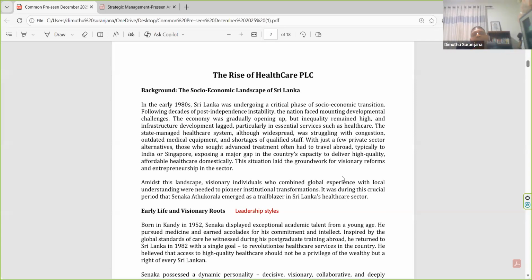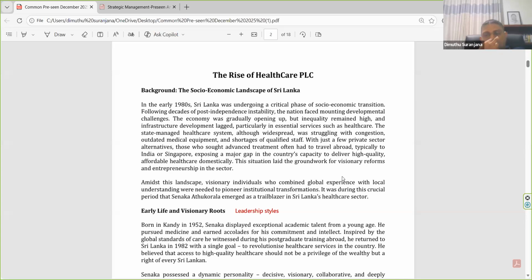From the background, the socio-economic landscape of Sri Lanka. So what does it say? In the early 1980s, Sri Lanka was undergoing a critical phase of social transition. We all know that in 1977, the closed economy of Sri Lanka was converted into an open economy. In the 1980s, many changes happened, social and economic transitions. Following decades of post-independence instability, the nation faced mounting developmental challenges. The economy was gradually opened up, but inequity remained high.